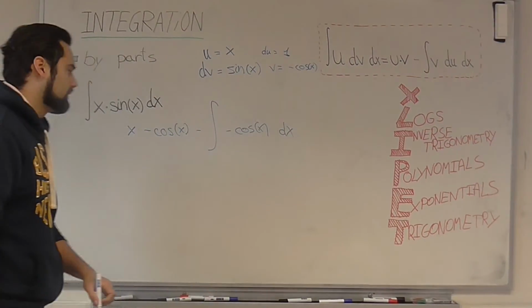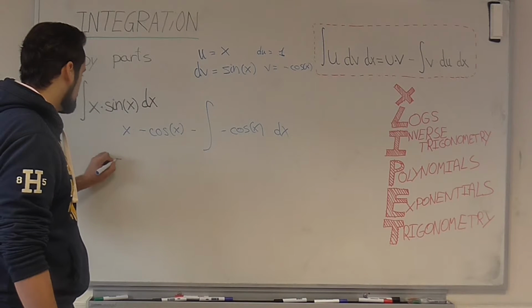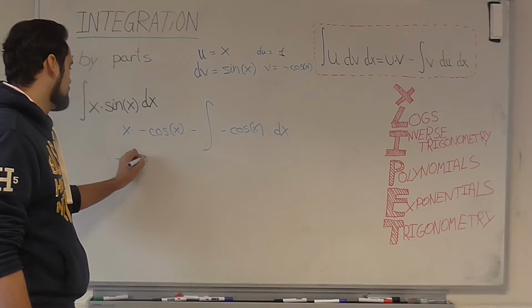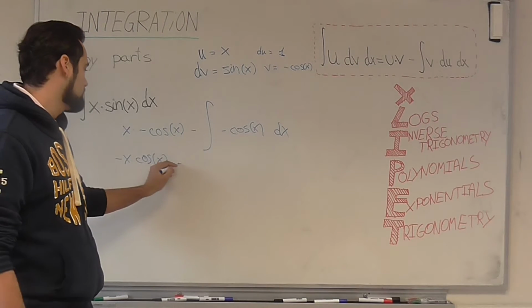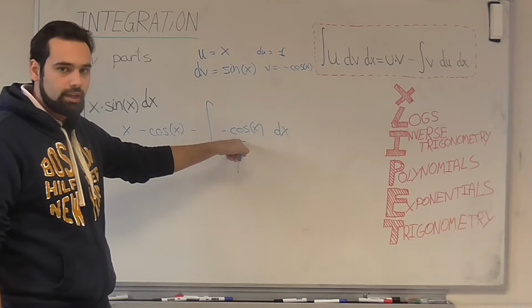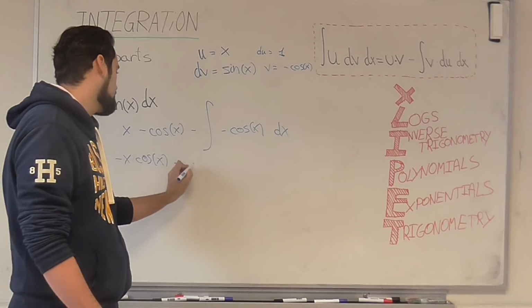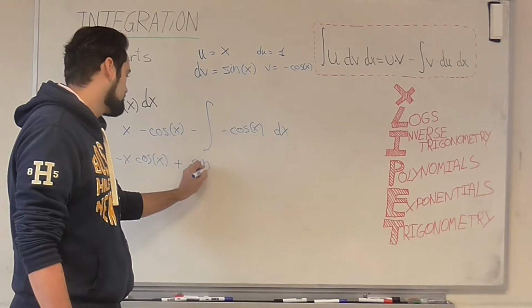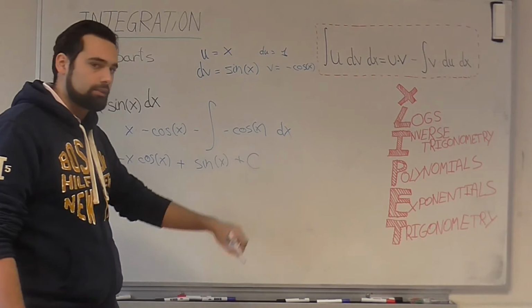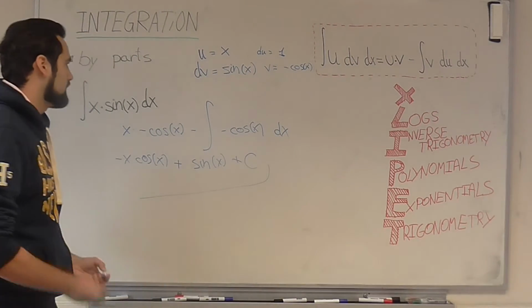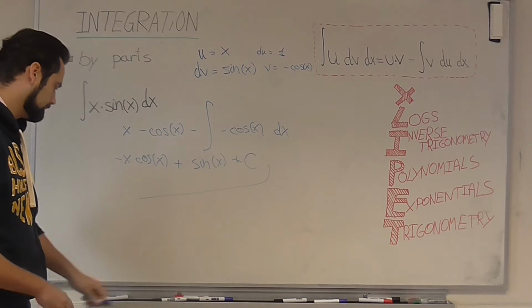And now it's just simplifying stuff. So this is minus x times cosine of x, and minus and minus become a plus. The integral of the cosine is going to be the sine of x, and because it's an integral, we must not forget that we need to add a constant. And this will be the solution to the exercise.